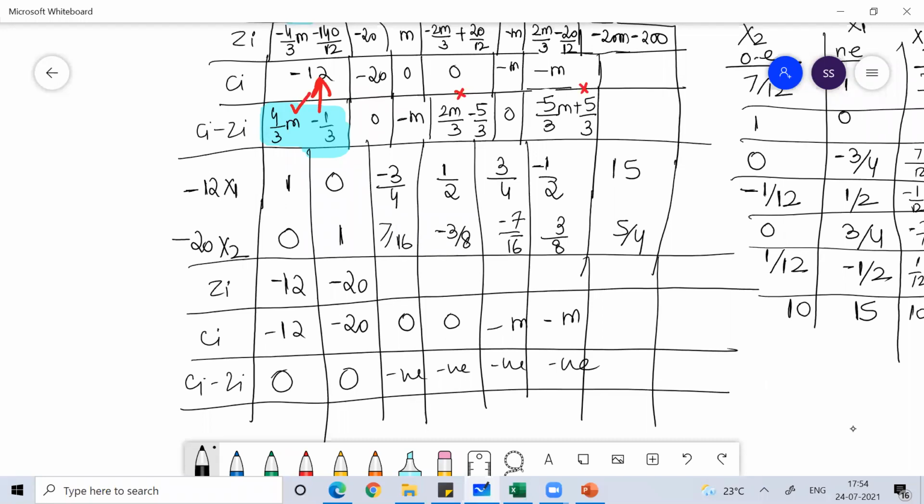Are you getting everyone? So Cj minus Zj, all you will get is 0 and negative. So that will give you the optimal solution. Any doubt, anyone?